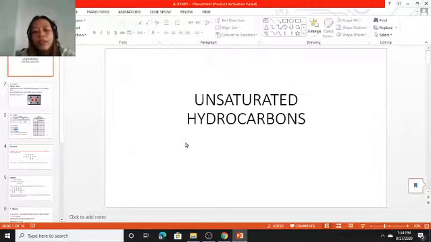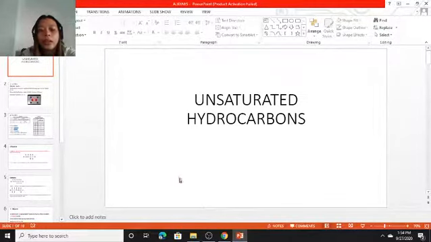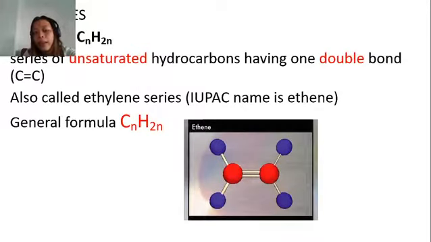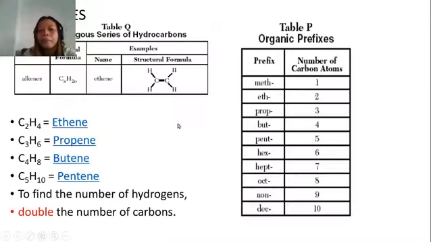So if we have the saturated hydrocarbons, we also have the unsaturated hydrocarbons. So we have the alkenes. We have the general formula CnH2n. A series of unsaturated hydrocarbons having one double bond. So may one siya nga double bond. These are called the alkenes, also called the ethylene series. The IUPAC name is ethene. General formula CnH2n. So alkenes are a homologous series of hydrocarbons.